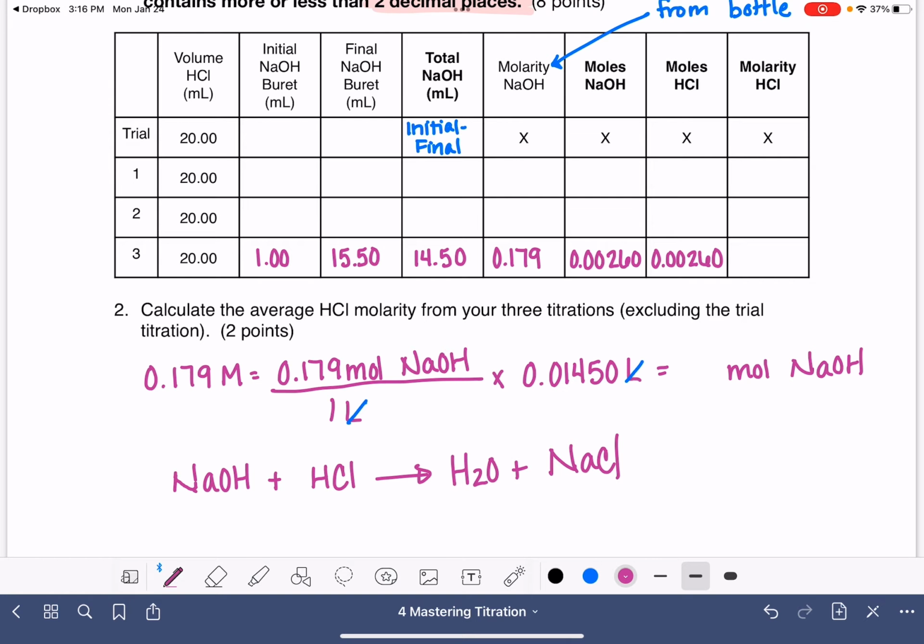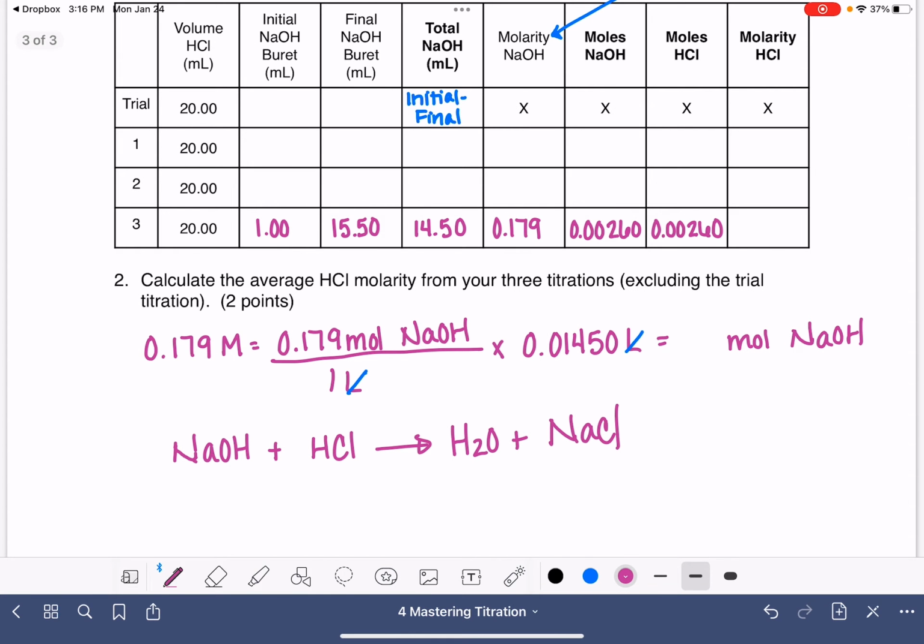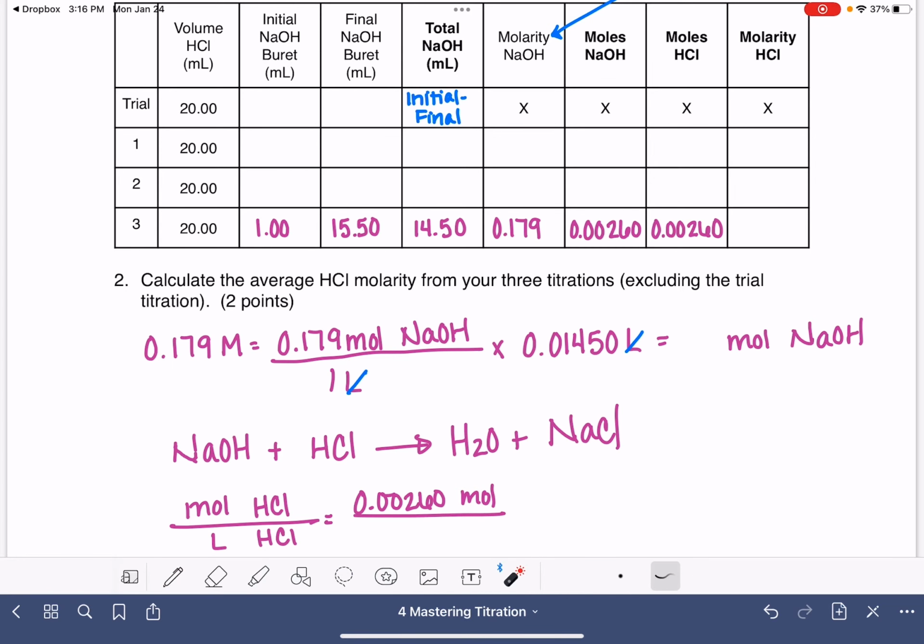of HCl. Then the last thing that we're going to calculate is the molarity of HCl, and that's going to be done by taking the moles of HCl and dividing it by the volume of HCl in liters. We just figured out the moles of HCl, that is 0.00260, and the volume of HCl that we used for this experiment was 20 milliliters. Divide it by 1,000 so that it's in liters, and that's how we calculate the molarity, 0.130.